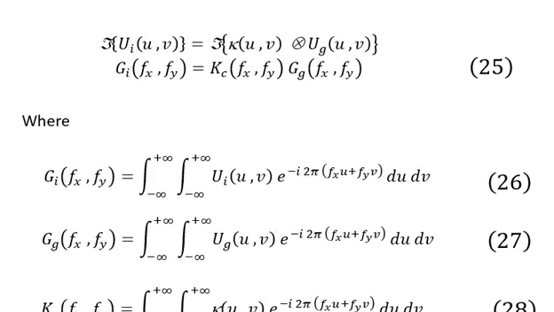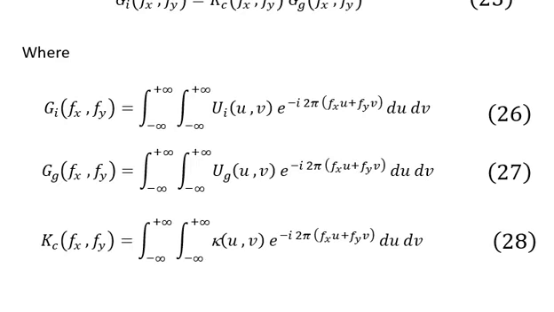So let's describe these quantities individually. For example, gi, which is the Fourier transform of ui, is given through the Fourier integral. So it is the double integral of ui as a function of u and v, and the rest of the parameters are associated with the Fourier transform. Here we have e to the power minus iota 2 pi, within the parentheses fx into u plus fy into v, and we have du and dv. So this is equation number 26. Similarly we can write equation number 27 and equation number 28.